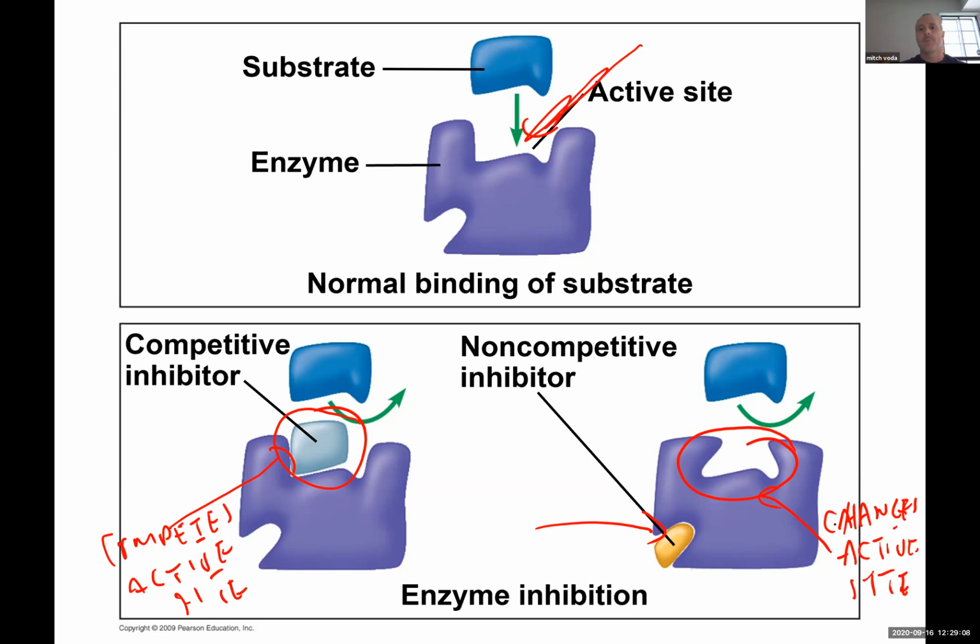So basically, competitive sticks directly into the active site itself, and now it blocks the substrate from coming and fitting here. And non-competitive binds to another side of the enzyme. By pushing this side right here, it changes the active site. By changing the active site, this substrate cannot fit anymore in the active site.